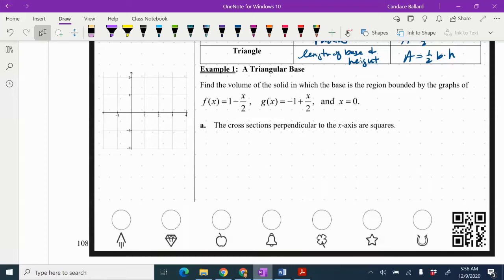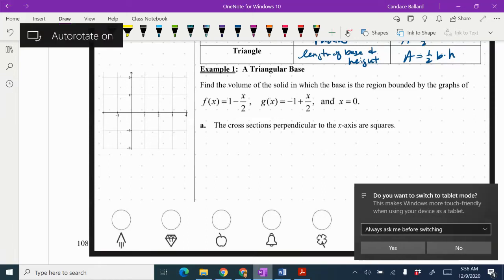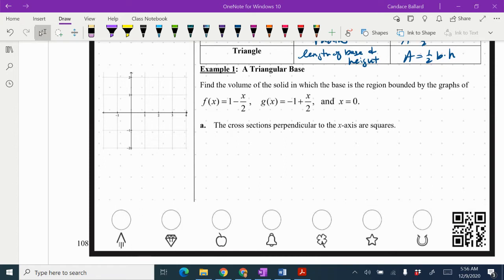In this video, we're going to continue topic 8.7 and 8.8, which is about cross sections. We're going to work with example 1, and we're going to work with a triangle. The base of the figure is a triangle. So find the volume of a solid in which the base of the region is bounded by these graphs.